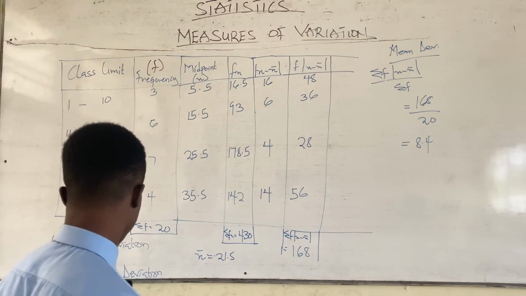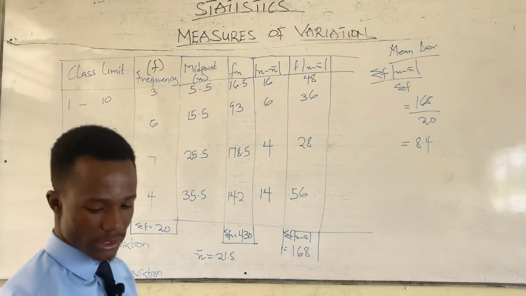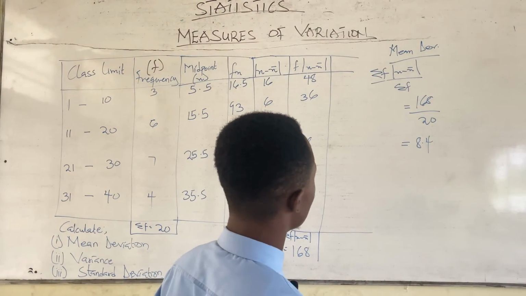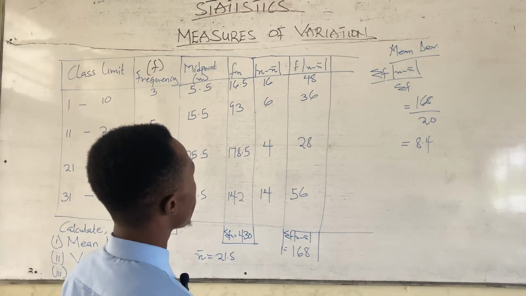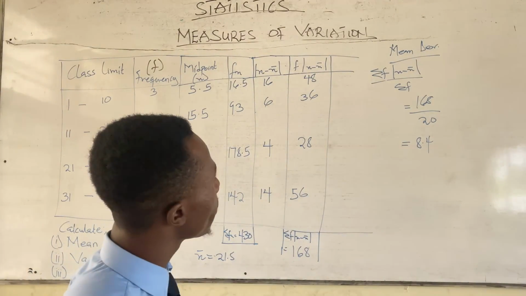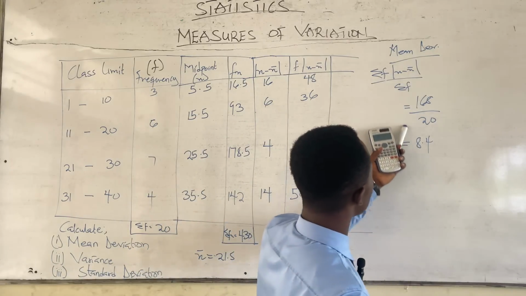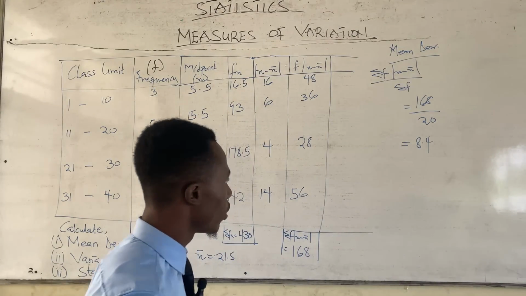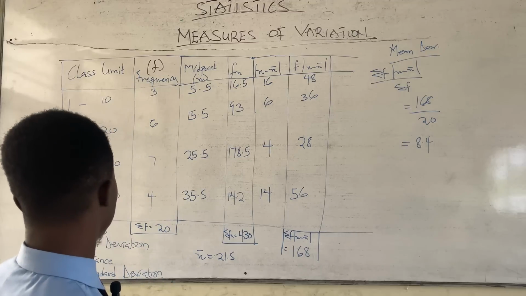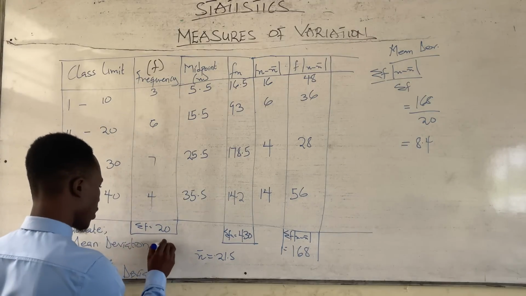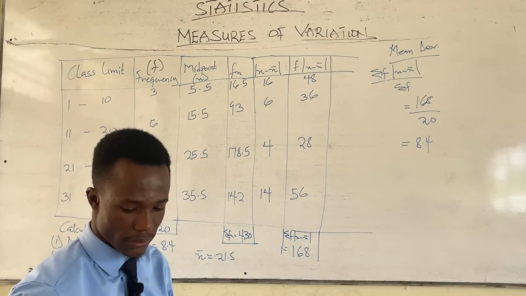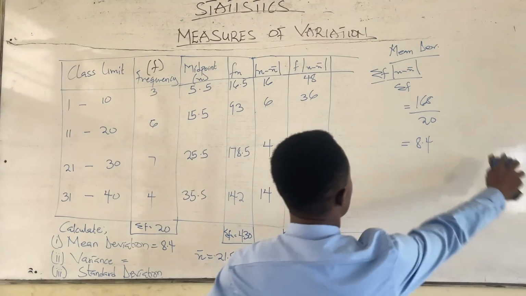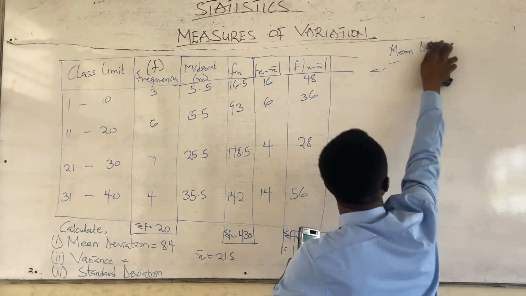Now let's proceed by calculating the variance. Please, I'm cleaning the mean deviation. We know the mean deviation is 8.4, so let me write it somewhere. Now we are going to calculate the variance.